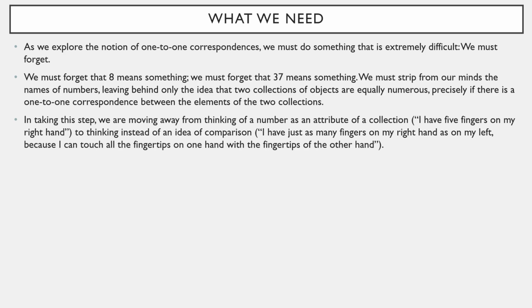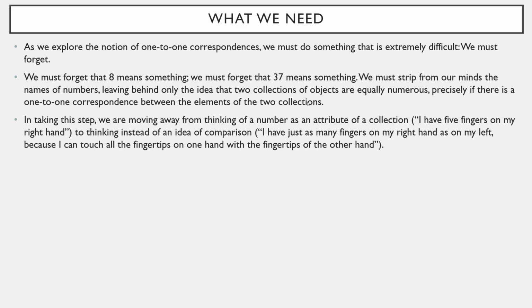And what I mean by that is you must forget that 8 means something, and you must forget that 37 means something. So you have to strip from our minds the names of numbers, leaving behind only the idea that two collections of objects are equally numerous precisely if there's a one-to-one correspondence between the elements of the two collections, okay?